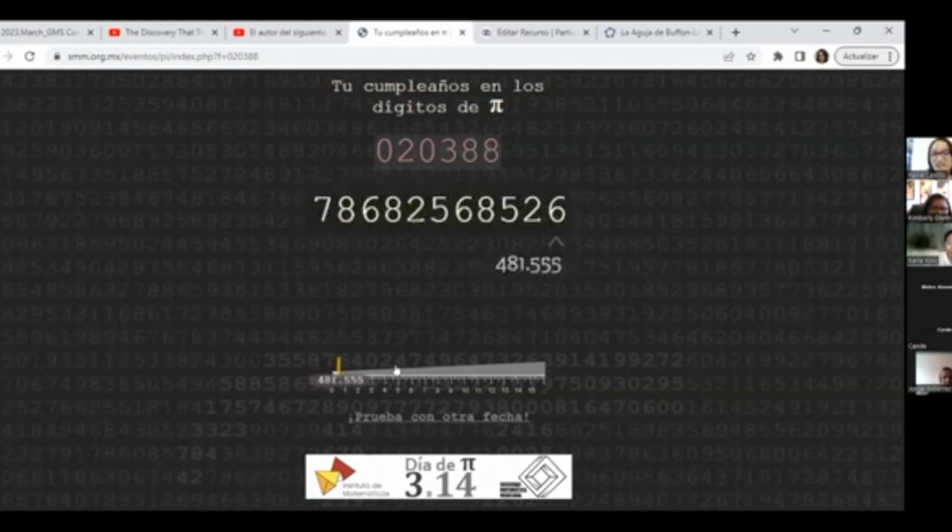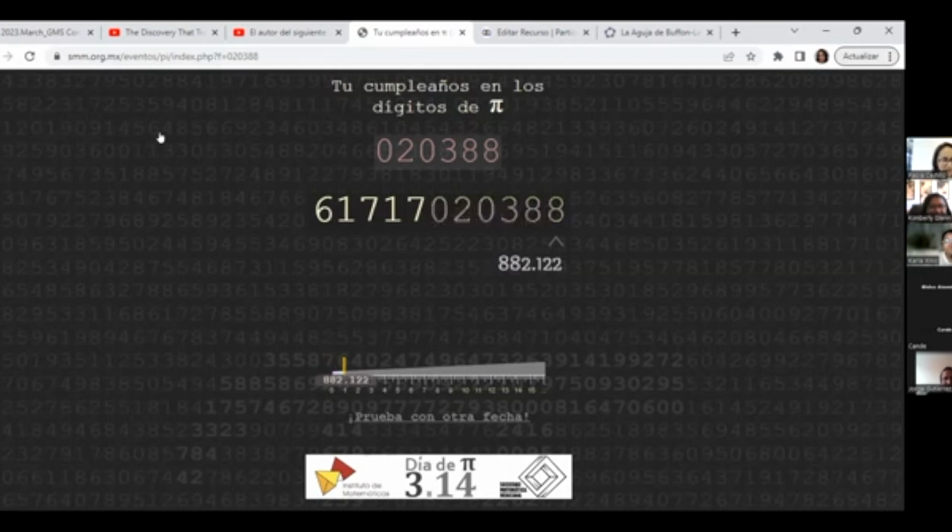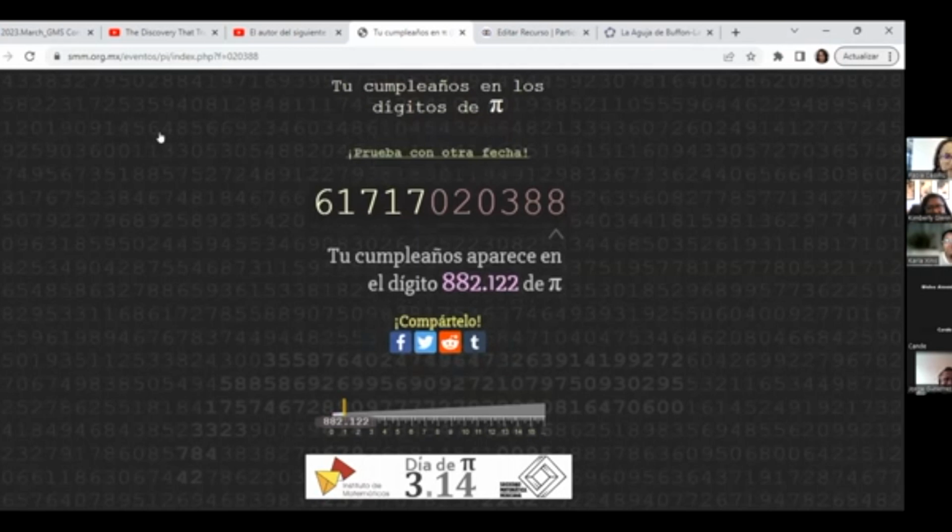How is that possible? Well, because it's a number that has infinite decimals, you can find the pattern. That's why it's like a Guinness record to see who knows the next digit, because we believe that all the combinations are possible. We can't prove it because we don't know how many numbers there are, but we can see that all birthdays, all the combinations of six digits, it's possible to find. So regardless of your birthday, you'll be able to find it. My birthday is found at digit 882,122 of Pi.